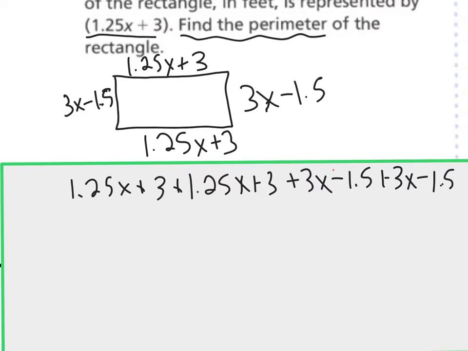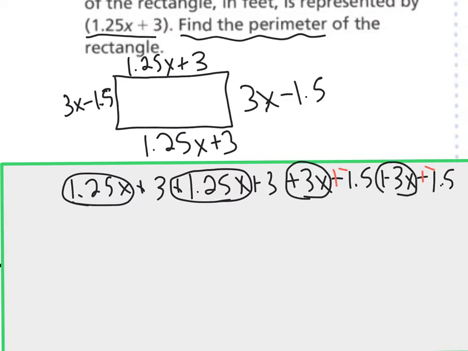So any of these subtractions, if you want to add the opposites on those, you can. And we're just going to get our like terms together here. So we got 4 different x terms that we can combine together. Starting with the easier ones, with the 3's, we know 3 plus 3 is 6. $1.25 and $1.25 is $2.50. So 6 plus 2.50 should be 8.50. So 8.50 or 8.5x.